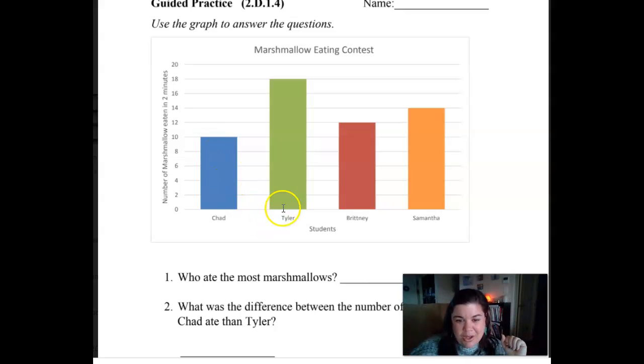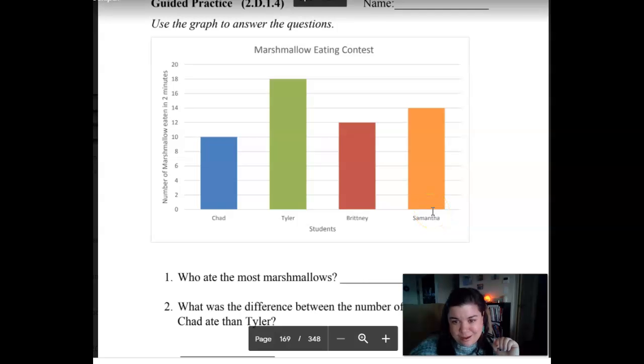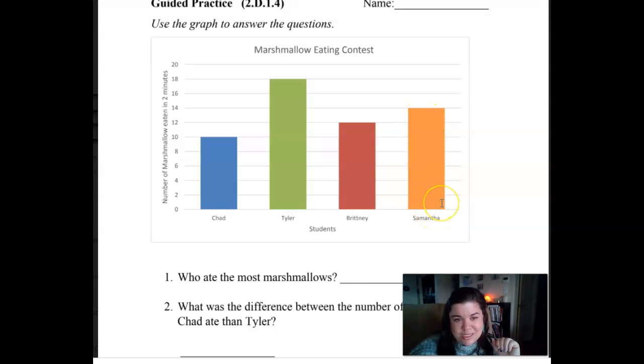What do you think? Well, here are the people who tried it. And we have Chad, he ate 10. Tyler ate 18. Brittany ate 12. And Samantha ate 14 marshmallows in 2 minutes.